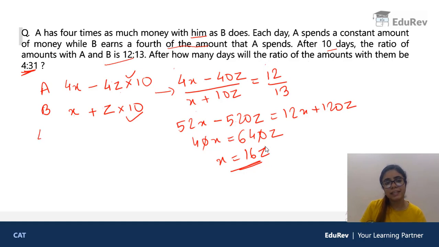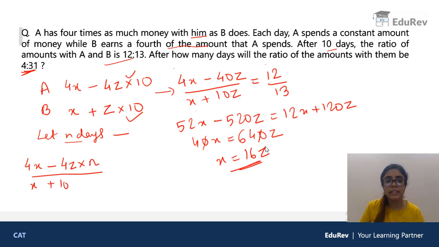So I am saying, let's say after n days, okay, the ratio will be 4:31. So A initially had 4x minus he's spending 4z every day. And he's going to spend this money for n days now because we are saying after n days. Okay? Upon B had x, he's earning z every day. After n days, the ratio becomes 4:31. But I know x is equal to 16z.